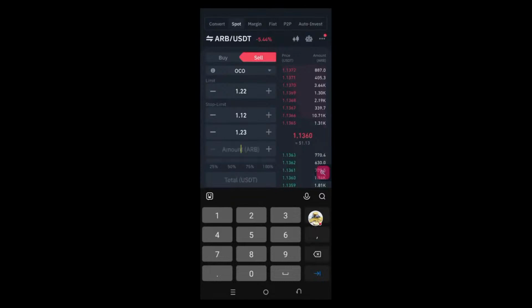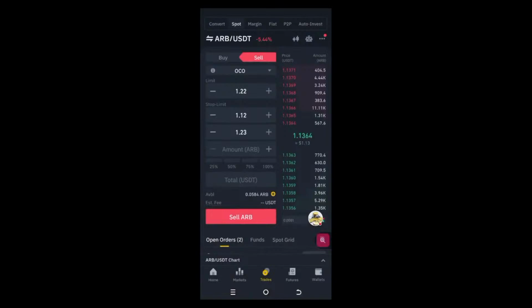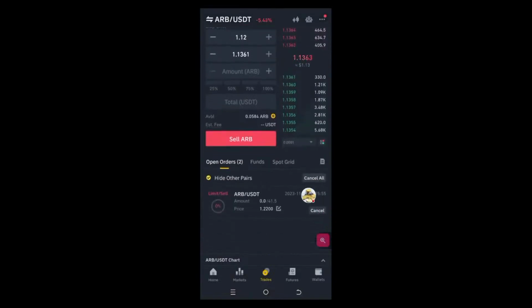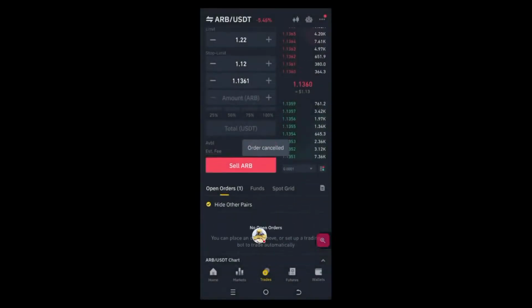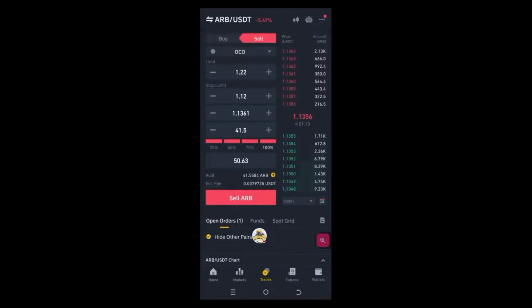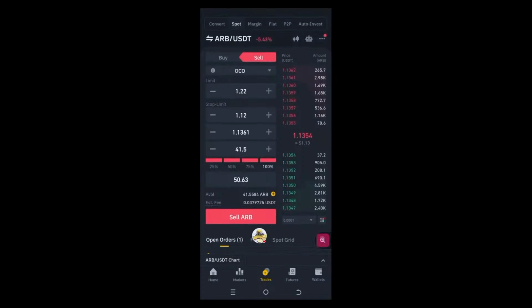So maybe just for the sake of this, I should cancel that so that you can see what I'm saying. If I cancel this, don't forget what I put here is 1.22. So you just pick up everything, right? Can you see that? Can you see what's going on here? So all of these things are set. By the time I click on my sell ARB, one of two things is going to happen, and that's one cancels the other.